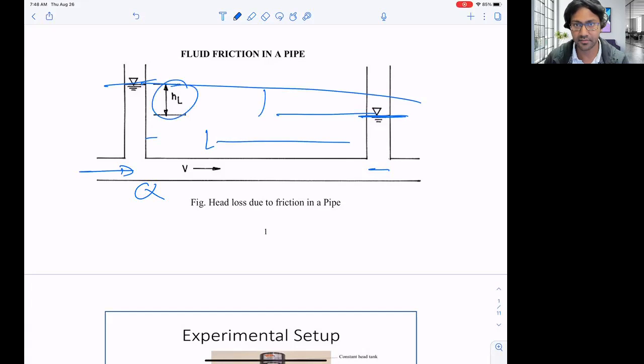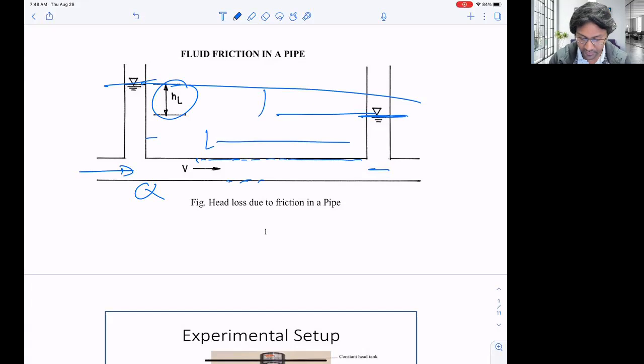Why is there a difference? Because of the roughness on the wall of the pipe. Because of that roughness we are losing the head, the energy of the water. We are not losing the total amount of water, but we are losing the force, the pressure of the water, so the energy of the water. So that is the problem.